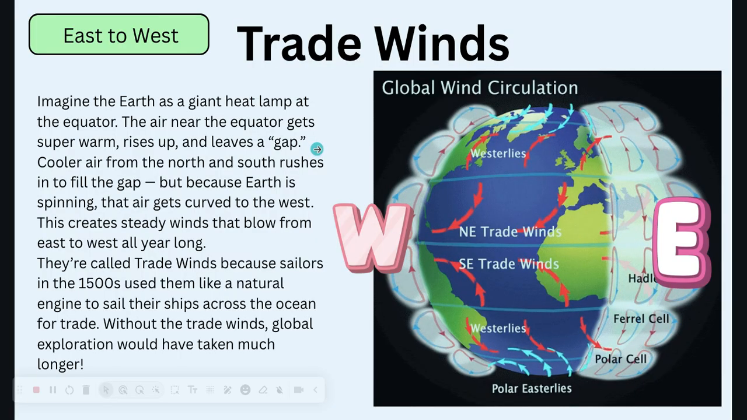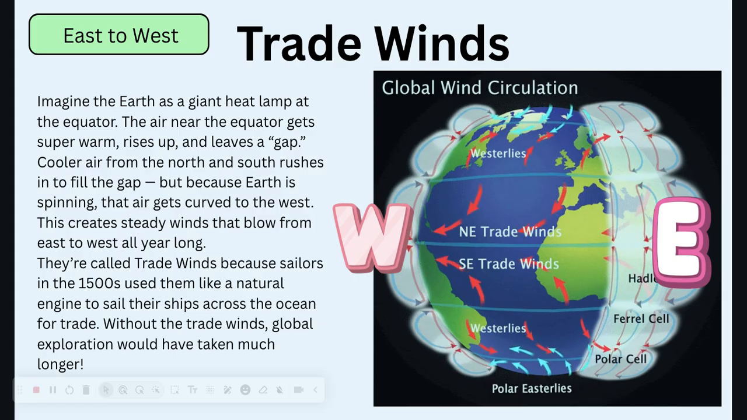So it says, imagine the Earth as a giant heat lamp at the equator, which you've imagined before. The air near the equator gets super warm, rises up, and leaves a gap. Cooler air from the north and the south rush in to fill the gap. But because Earth is spinning, that air gets curved to the west. This creates steady wind that blows from east to west all year long.